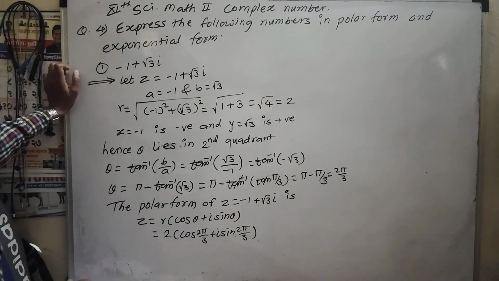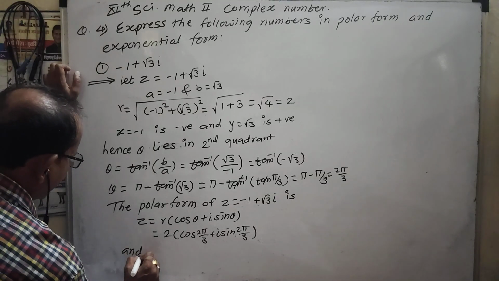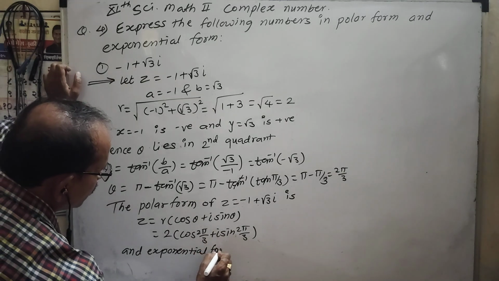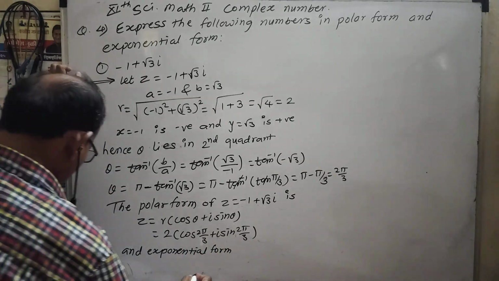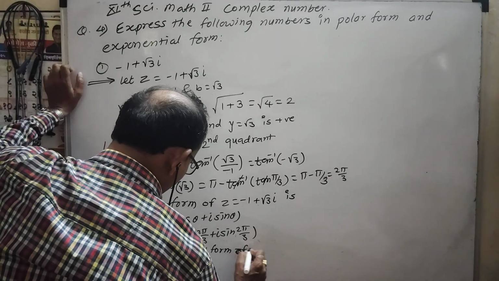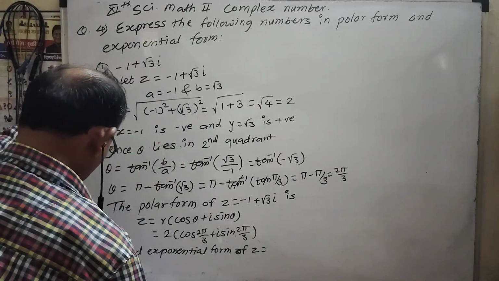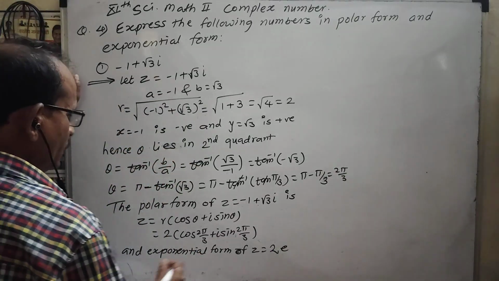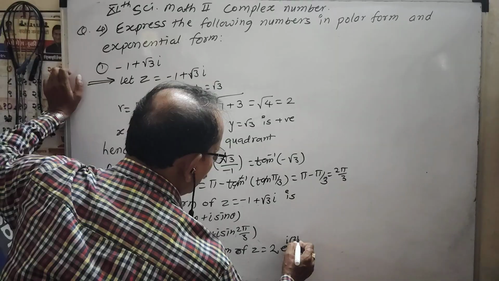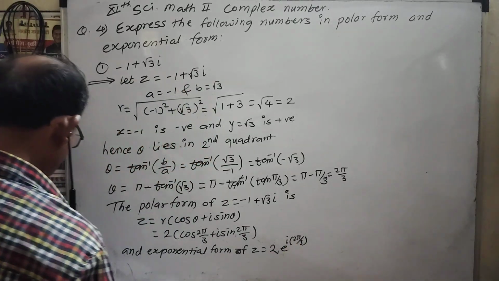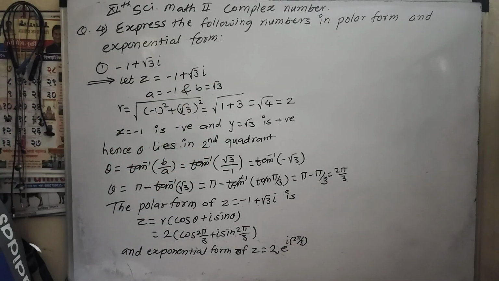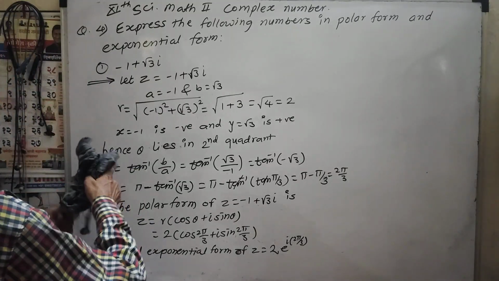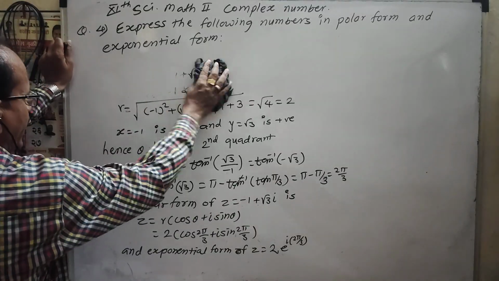And the exponential form is z is equal to 2 e to the power i 2 pi by 3. Now second example. This is first. I hope you understand.